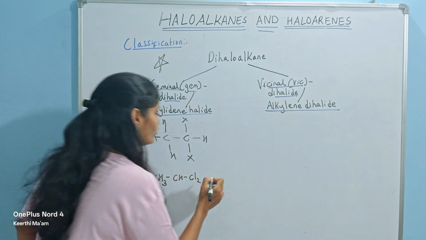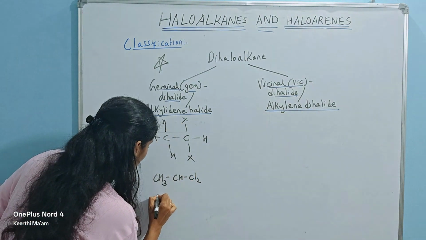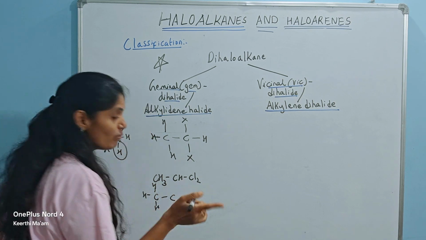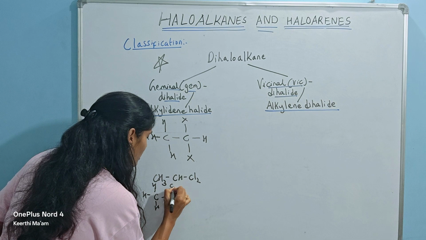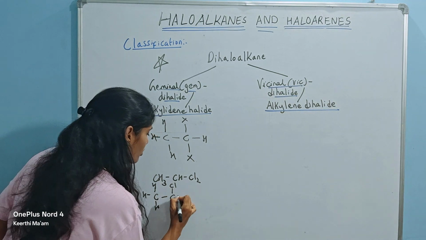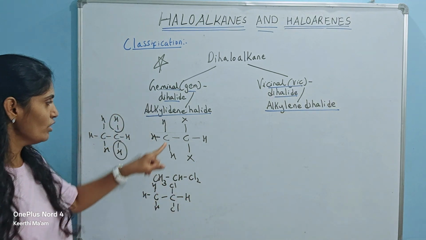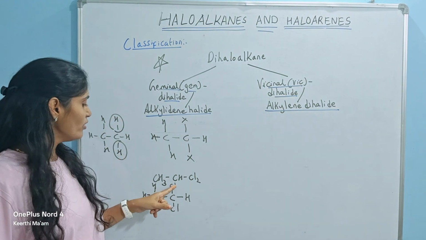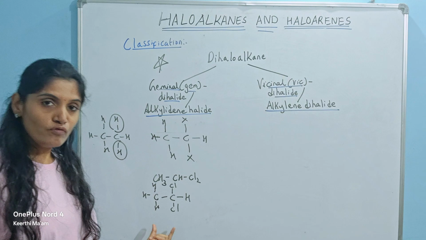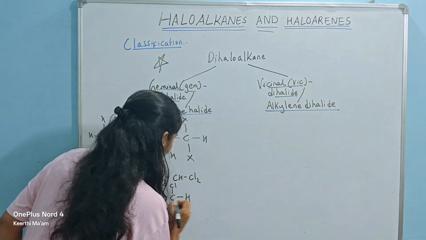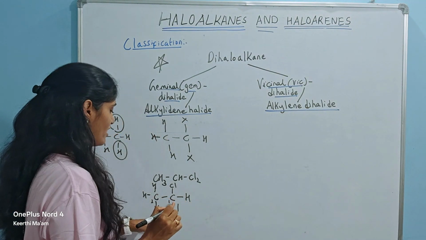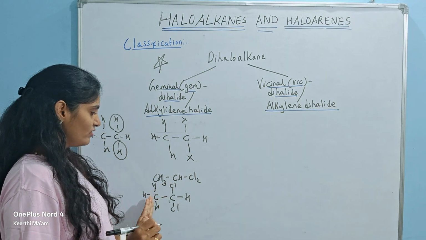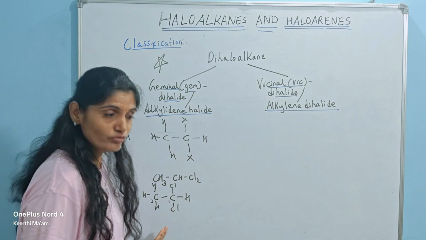If you want, I'll expand it and write it down for your convenience. CH3. From this carbon, two hydrogens have been replaced by two halogens. So chlorine, chlorine, one hydrogen is there. So two hydrogens from the same carbon have been replaced by two halogens. Now, if you write the IUPAC name for this, if you number first carbon, second carbon, what will be the IUPAC name of this compound?